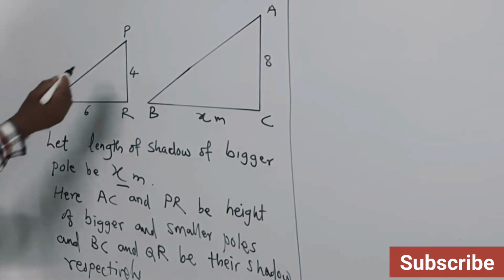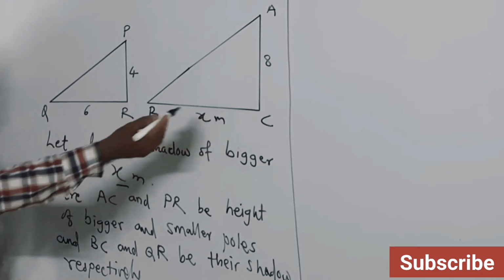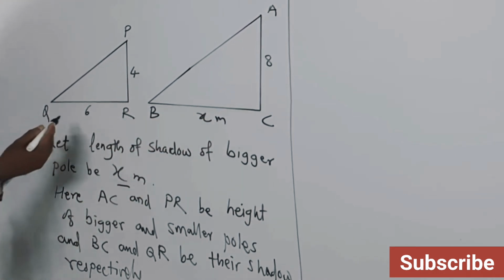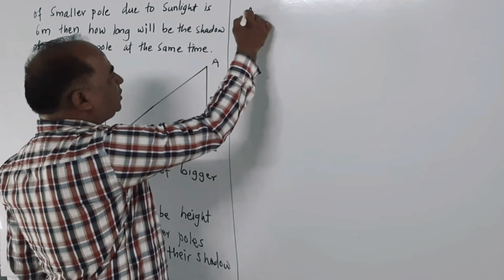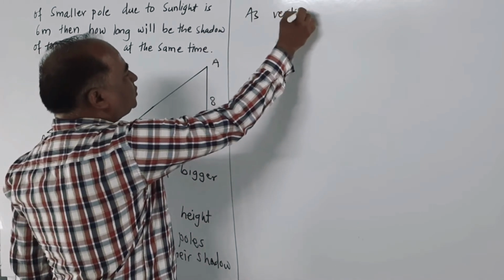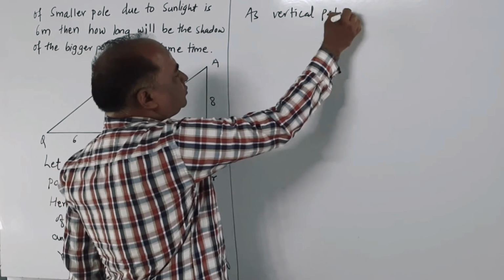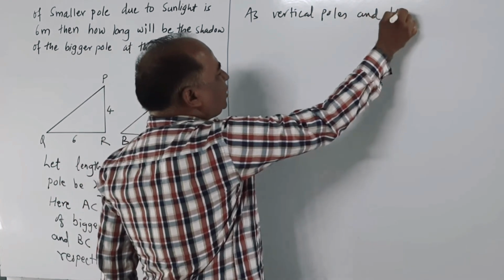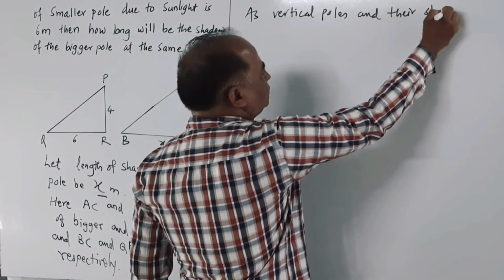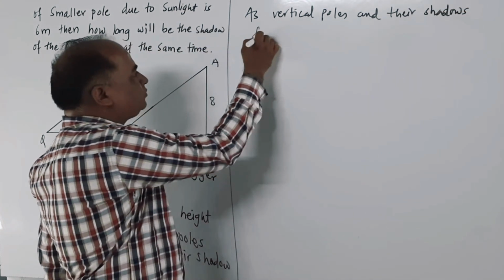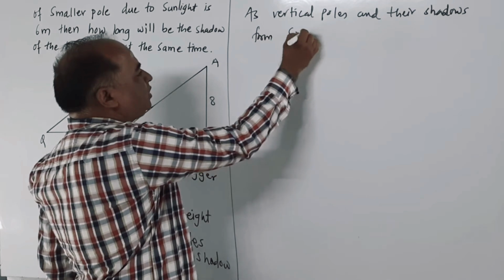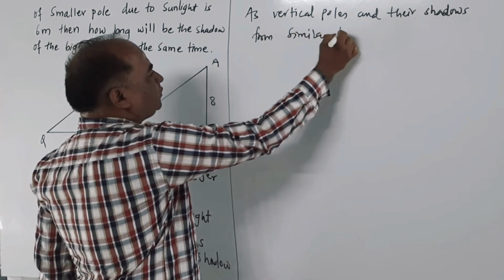Now here, the vertical poles and their shadows form similar figures.